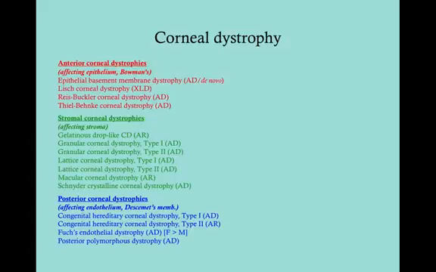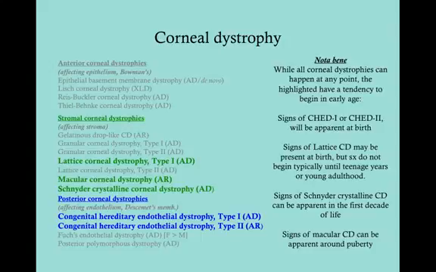Okay, so here's all your corneal dystrophies, the major types of corneal dystrophies. Do not memorize these. Here's some distinguishing factors, though. So lattice corneal dystrophy type 1, macular corneal dystrophy, and Schnyder crystalline corneal dystrophy, as well as both of the CHED dystrophies, these all have a tendency to affect young people. So CHED 1 and 2 will be apparent at birth. And so by apparent, I mean corneal opacities.